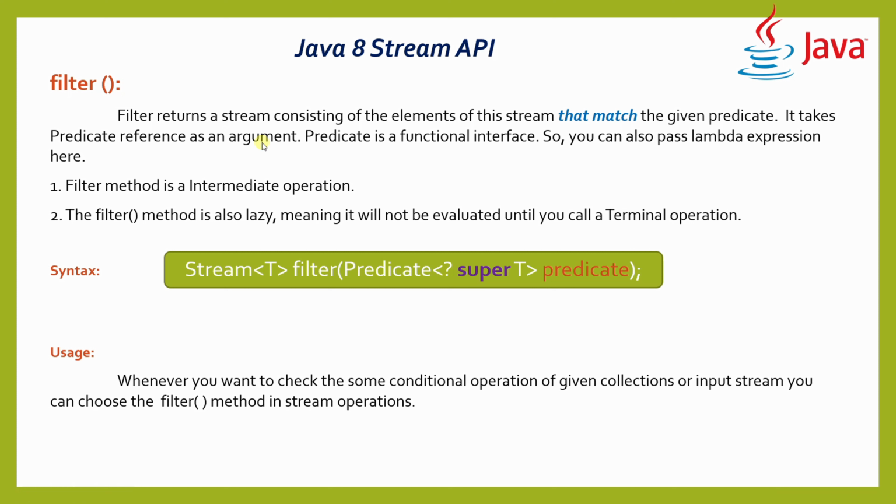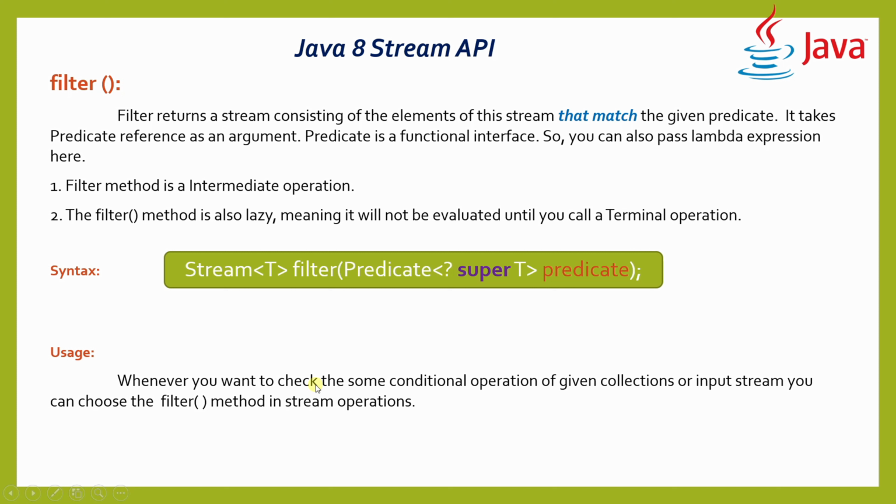The syntax of filter is Stream of T, where T is any type of the collection, then filter with a predicate. Here the predicate does the conditional check. Whenever you want to check some conditional operation on a given collection, input stream, or any given array list of values, you can use filter as a method in the intermediate operations.